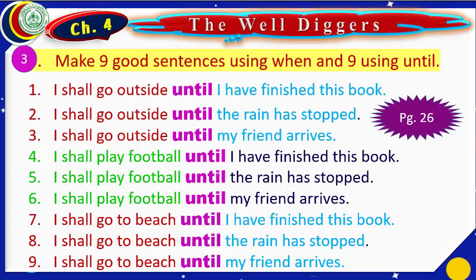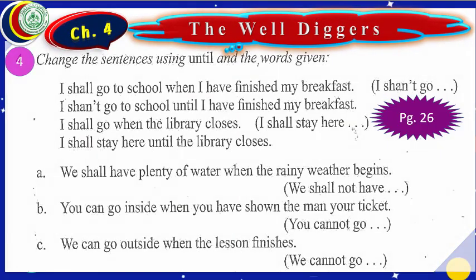Now we shall move to exercise 4. Let us read the instructions of this exercise. Change the sentences using until and the words given. Let us look at example 1. I shall go to school when I have finished my breakfast. In the bracket we are given I shan't go. This shan't is the short form of shall not. What does it mean? The given sentence is changed into negative.